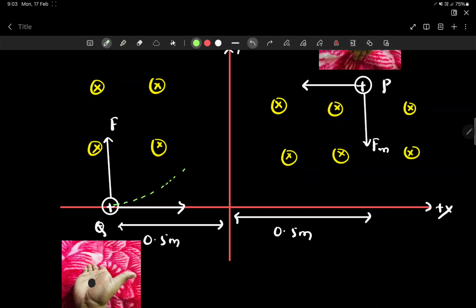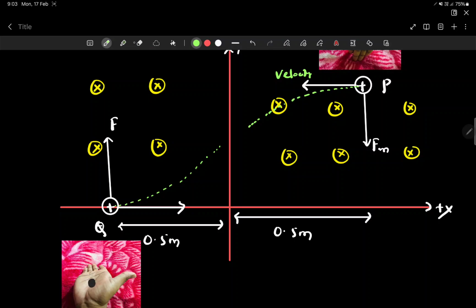Yes or no? It starts to bend. It starts to follow this path. And at P also, this is the direction of the initial velocity vector of P. Because of the force due to the magnetic field, it starts to change the direction of its path.